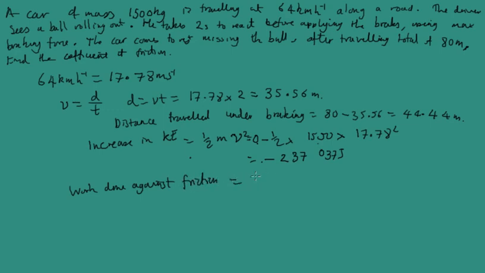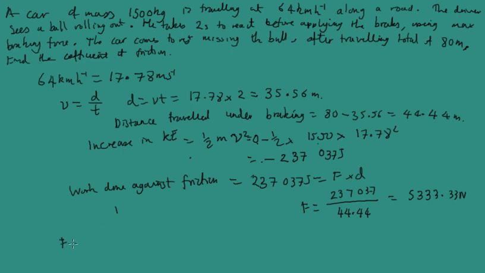Now the force acting is the work done against friction. It is going to be the same as the change in kinetic energy. So the average frictional force, so this is work done against friction, is going to be the same as the force times the distance. So this gives us the force is going to be 237,037 over the distance, which we worked out as being 44.44. So his frictional force is 5,333.33 newtons.